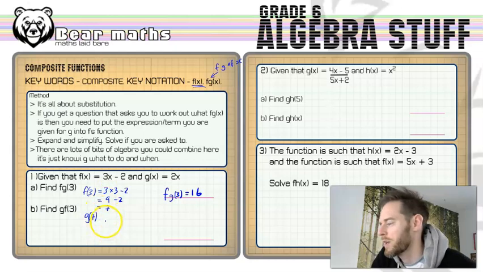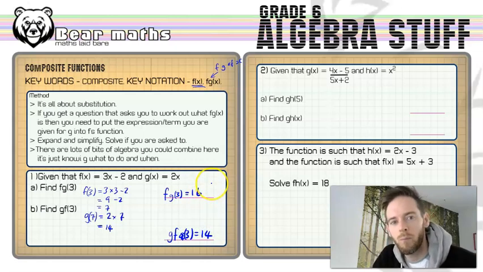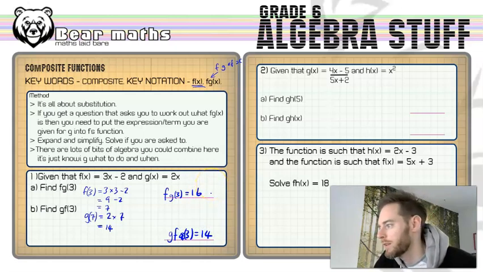Oh, it's so difficult for me to think of what I was saying there. g of 7 is equal to 2 lots of 7, 2 times 7, and 2 times 7 is 14. So this time gf of 3 is equal to 14. Bumbled my way through, but I got that one done, didn't I?